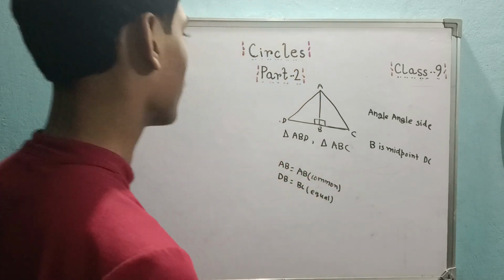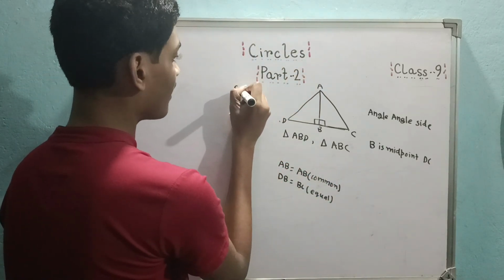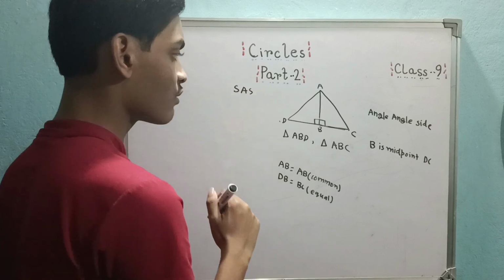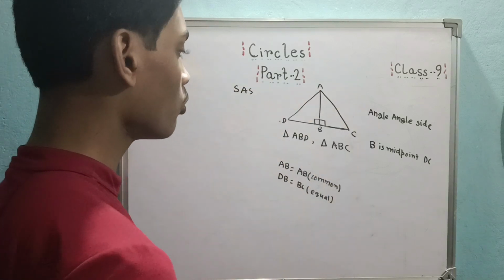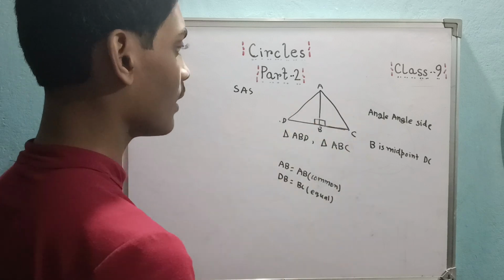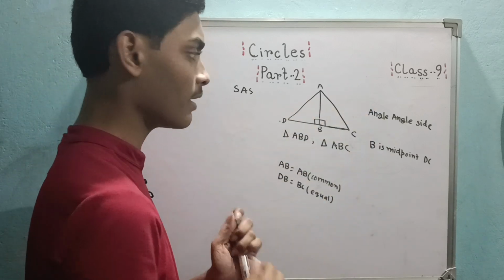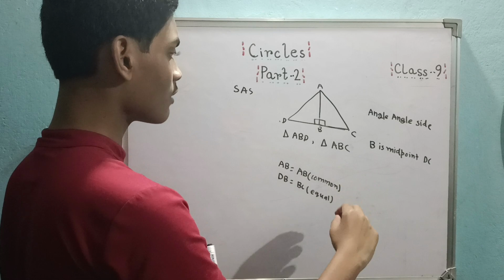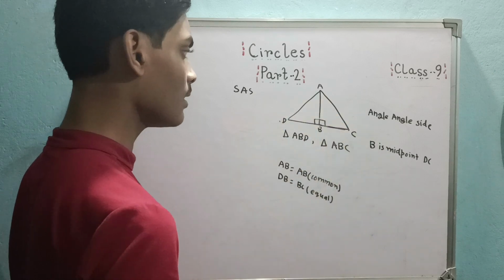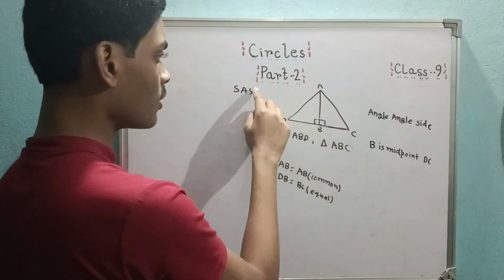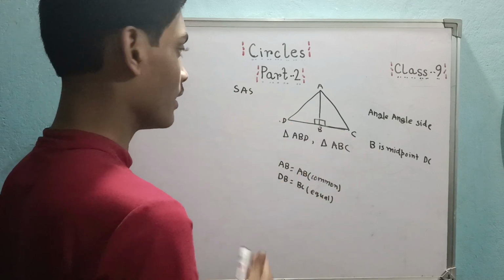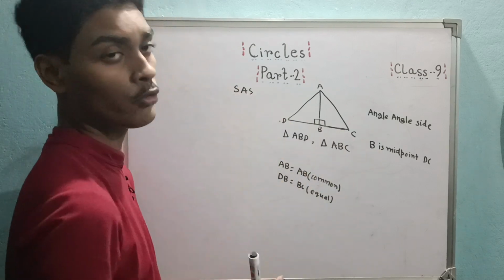There are a few rules, one of which is side angle side, where at first from the two triangles you prove that any two sides of them are equal. Then in the next statement you prove that any two angles are equal, and again in the next statement you prove that any two sides are equal. That is the side angle side rule.